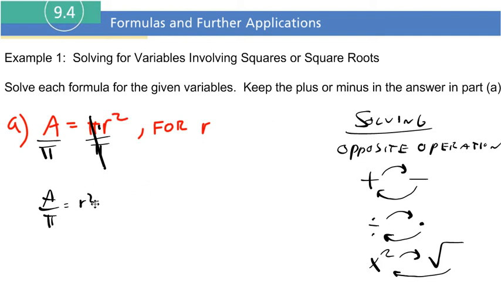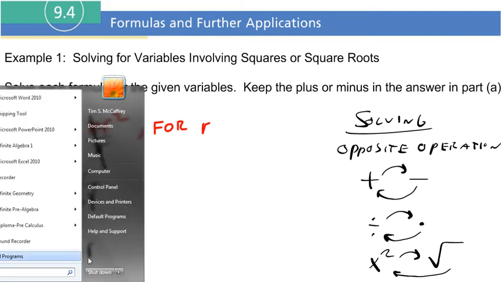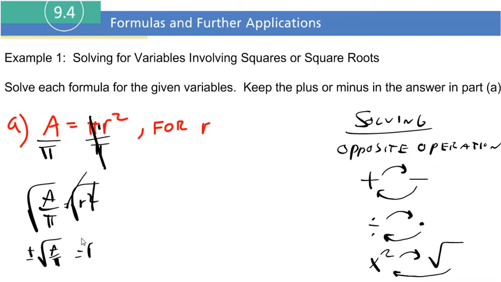Now I have to get rid of the square, so the opposite of squaring is square rooting. So I'm going to take the square root of both sides. The square cancels with the square root, and I get r equals plus or minus the square root of A over pi. And that's all we had to do right there. We're just solving for a particular variable. And in this case, we're only solving for r. All right, let's go on now to example B.